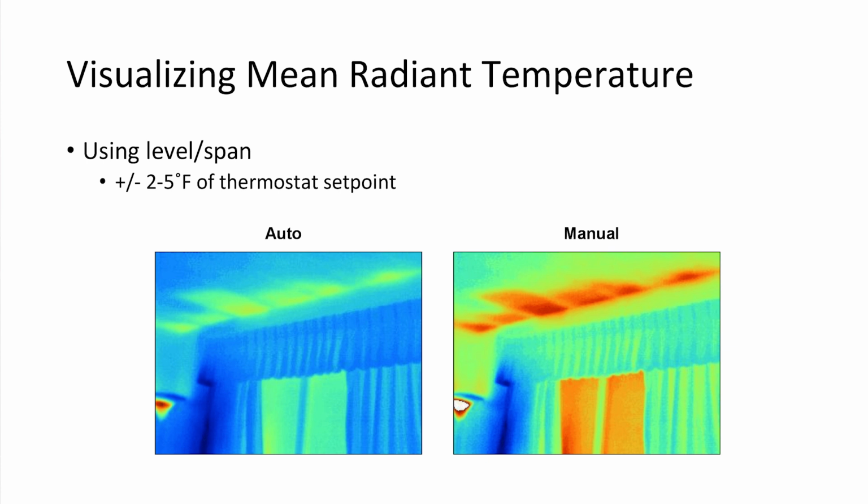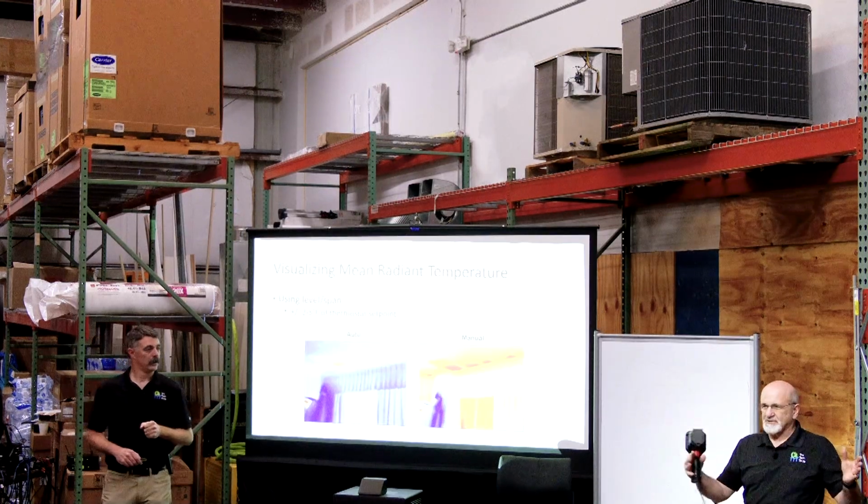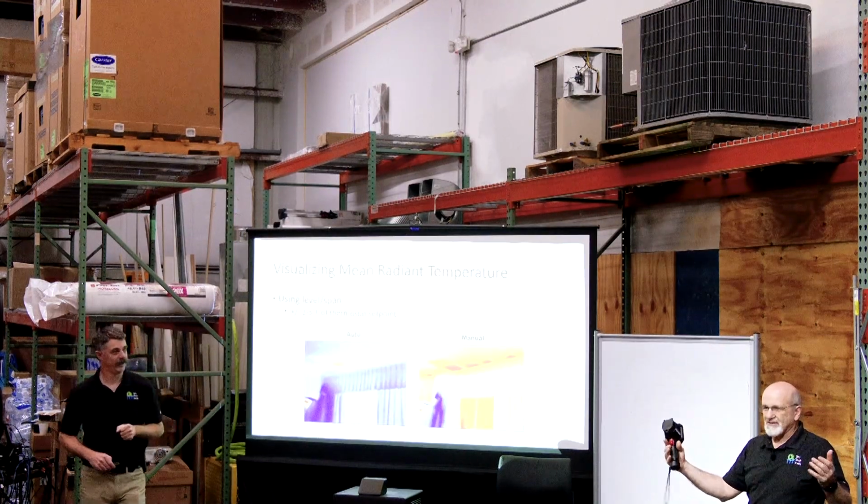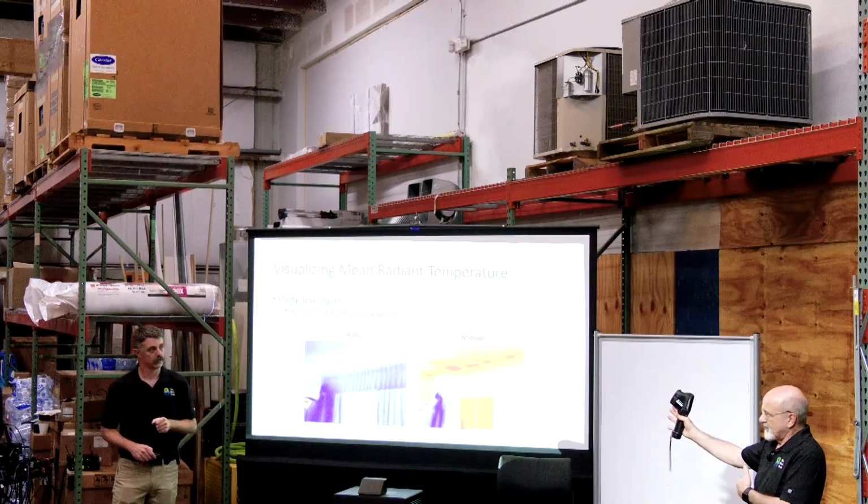So if you set your level and span at like plus or minus 2 to 5 degrees of the thermostat, now you can start going around and visualizing where the hot and cold spots are in a space. It's kind of like asking the building, okay, who's the troublemaker here? What's causing the issue? Now you can home in on the issue.